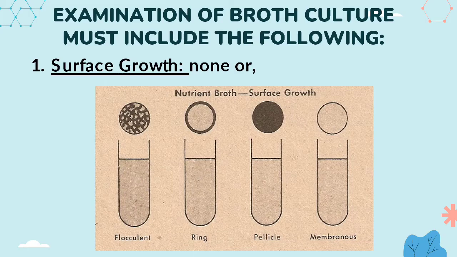The examination of broth culture must include the following. First is the surface growth. Here we have flocculent, where small masses of growth of various shapes are floating in the culture fluid. The ring has a ring at the upper margin adherent to glass. The pellicle is growth in the form of a continuous or uninterrupted sheet over the surface. Lastly, the membranous is a thin coherent growth like a membrane.